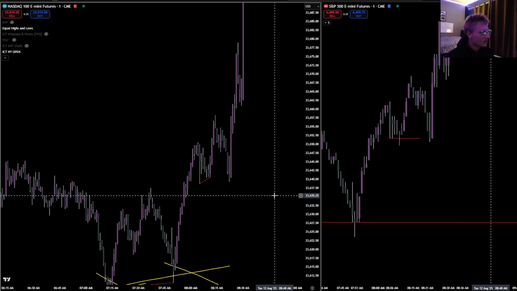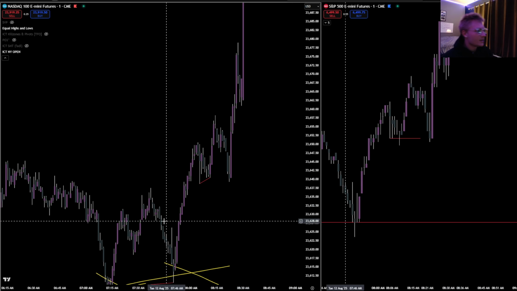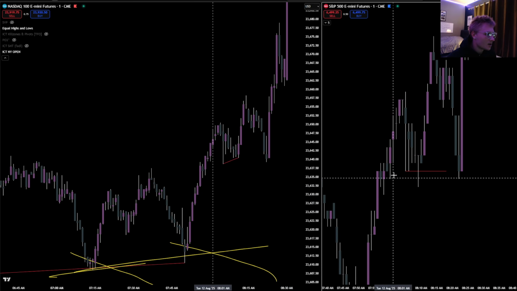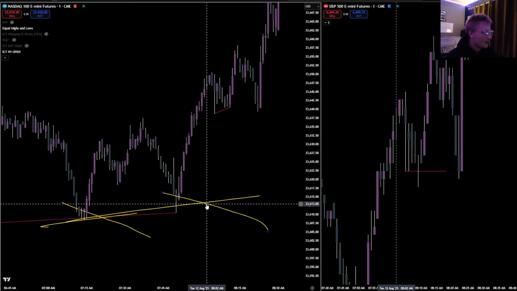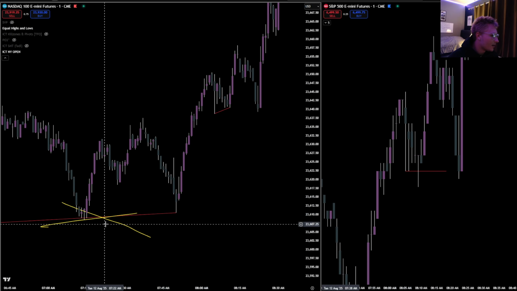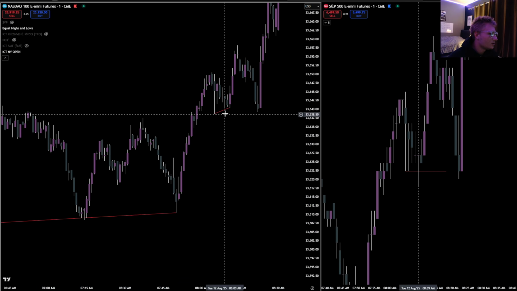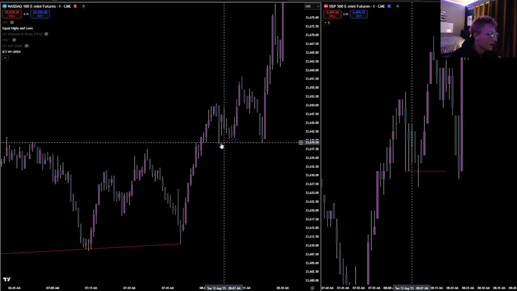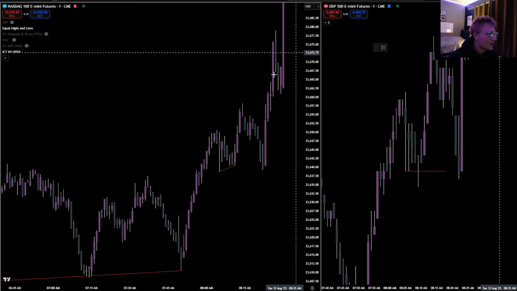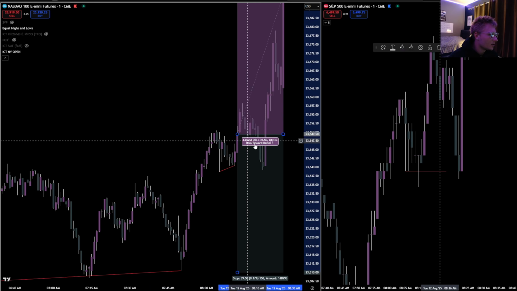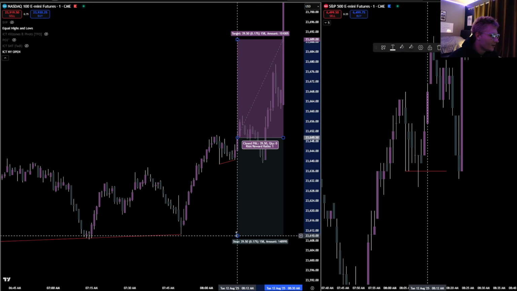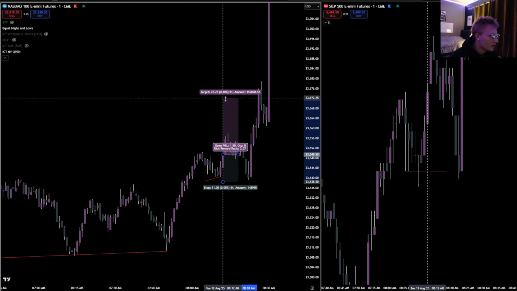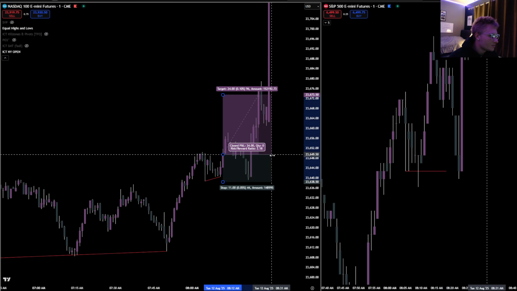But I'm just trying to focus on the SMTs only in this video, just to make sure that everybody has them down. This is a very simple concept, and the external SMTs are what I use for bias a lot, and then the internal, like this one right here, for entry. So ES took out this low, NQ did not. Boom, let's see if we had an entry: inverse order block, or iFVG, whatever you want to call it. Stop loss at the SMT low. Right here, look for 1 to 2, just base hits.